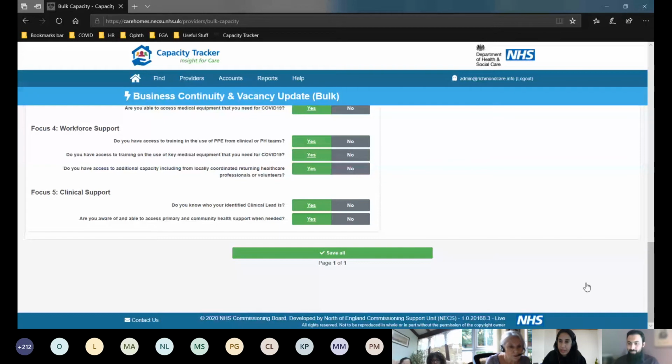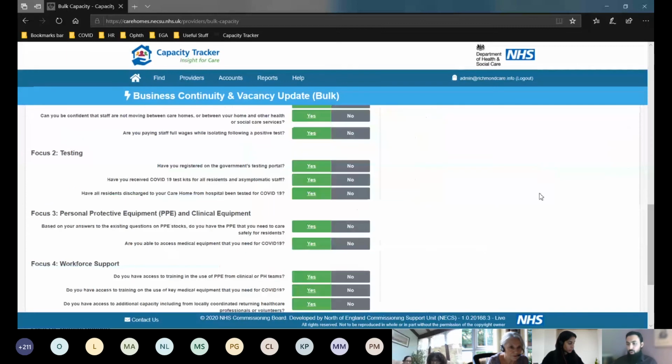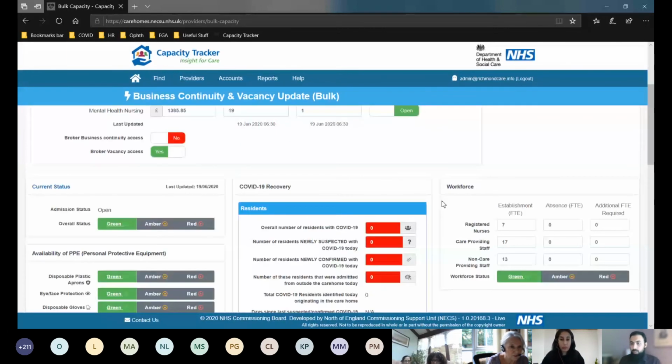Sorry, you go. Okay. Going back to the capacity tracker, I do save all every day, but what I wasn't aware of was when you go further up, it says download and upload template. I didn't know that I wasn't supposed to fill that in. I download it and it turns into an Excel spreadsheet file. You don't need to complete that one. You don't need to touch that at all. Once you save all, it's submitted. That's something slightly different for brokerages. You just need to complete this information and press save all. That's all you need to do. Yeah, because we are a single care home, so single nursing home.